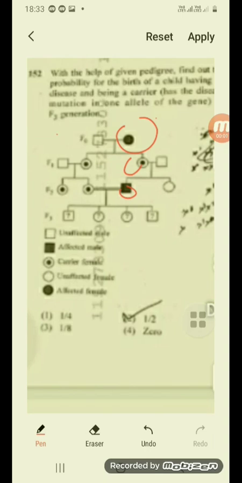Okay, let's try to solve this pedigree analysis question, which came in your NEET UG 25, and many controversies were happening with it. So the question was: what is the probability of the carrier in the F3 generation? So let's come to it.